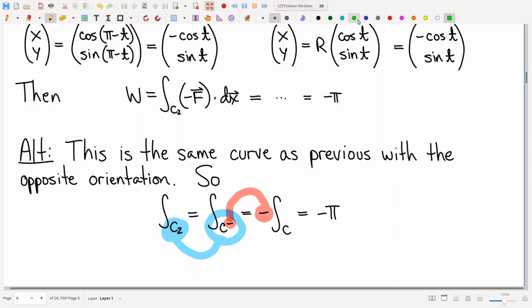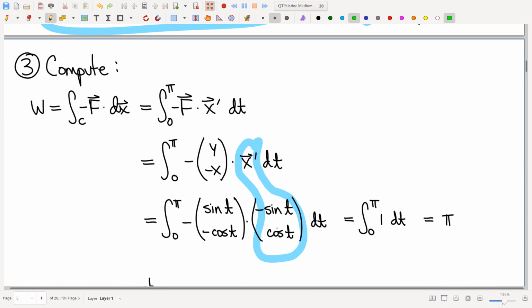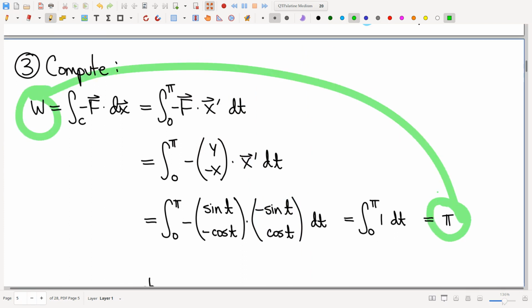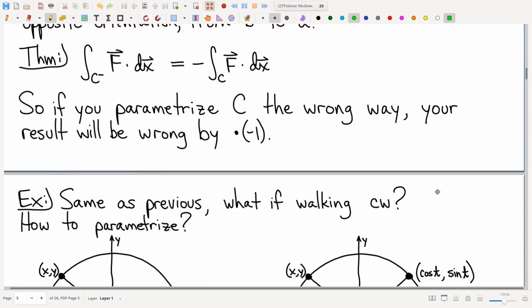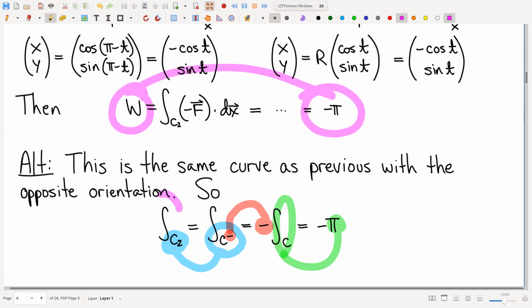Oh, and wait a second. How do I compute the integral over the original counterclockwise oriented curve? Oh, we already did that. Going counterclockwise, we already did all the plug and chug previously. For counterclockwise, our answer was pi. And so, just like with these other computations that gave us the clockwise work to be minus pi, this argument also gives us the same answer, minus pi.